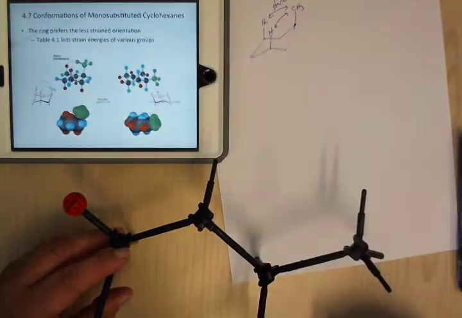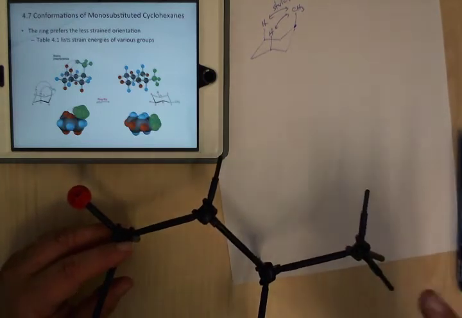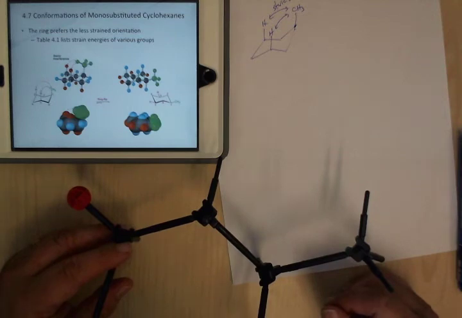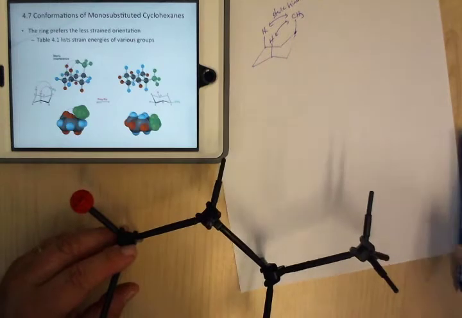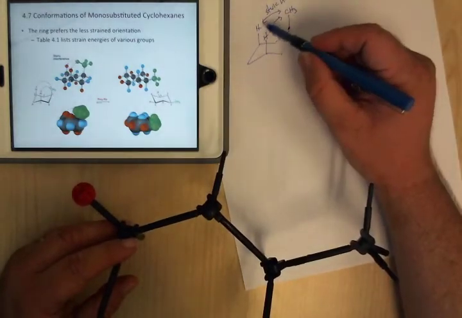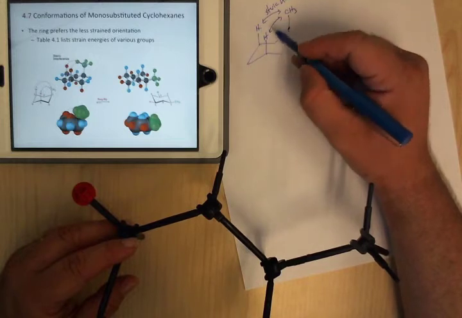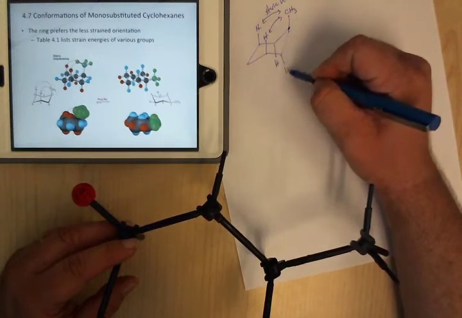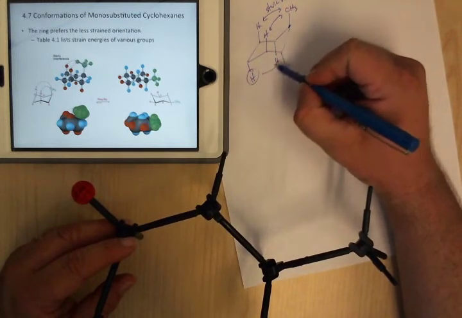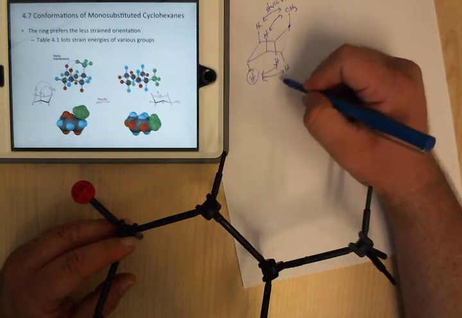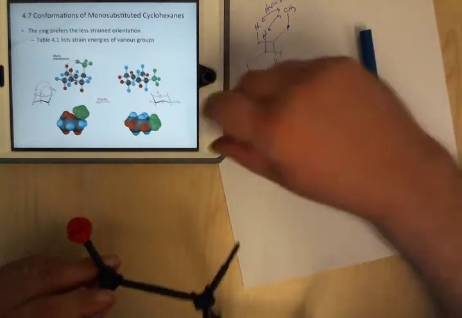If you look at table 4.1, there's a list of strain energies. I'm not going to make you memorize these. If I wanted you to, I would give you the chart. It's just like Newman projections: you add up everything. You're usually interested in what is axial and what is interacting with the other axial hydrogens. So here's the other axial group, interacting here and here, but that's zero, since these are small. But there is some steric energy here and here.